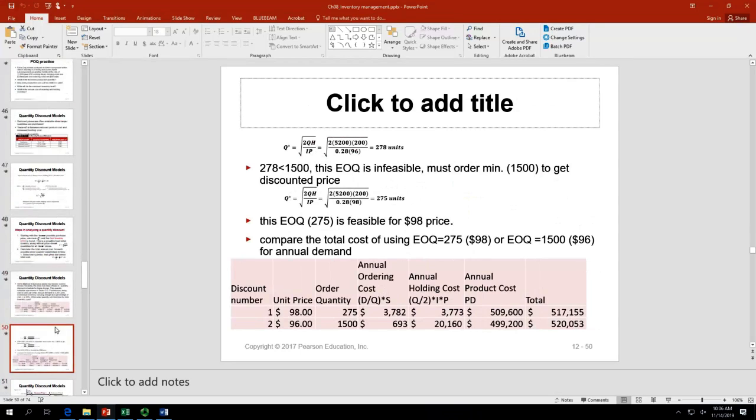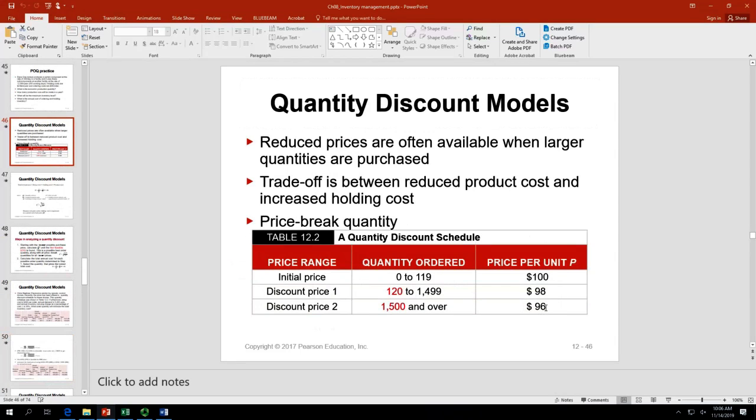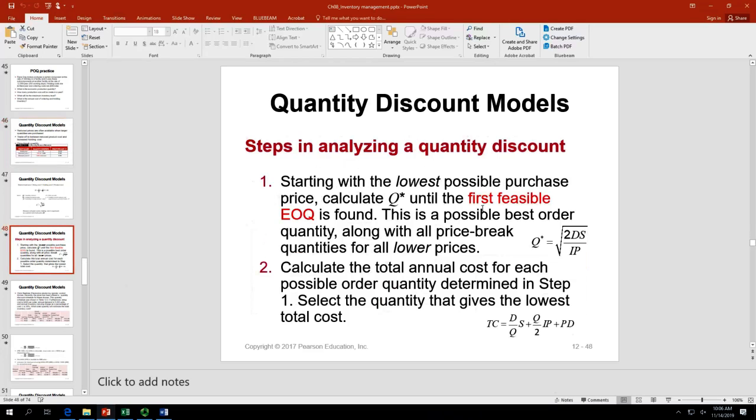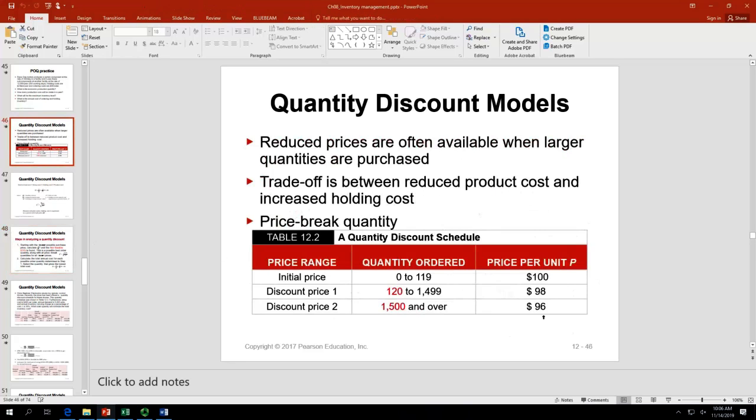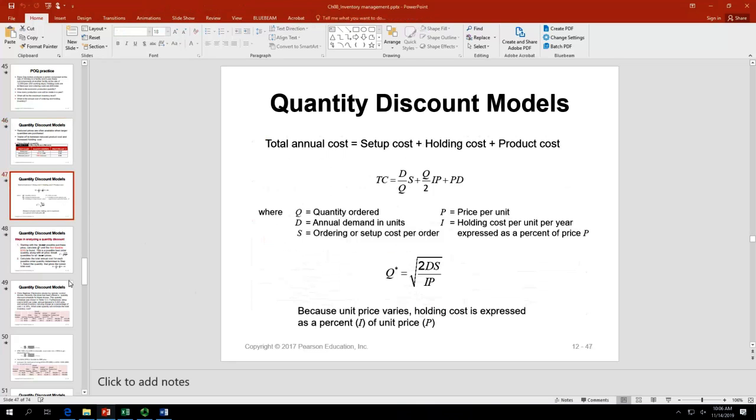So here it is. The example is we use the lowest price, 96. We can calculate a Q star, and then see if we can find out the first feasible EOQ, and then try it. This is the possible best order quantity, and use this formula, and then calculate for each of the prices. For 96, you try to find out the Q star. For 98, you try to find out Q star. And then you compare all of the total cost.